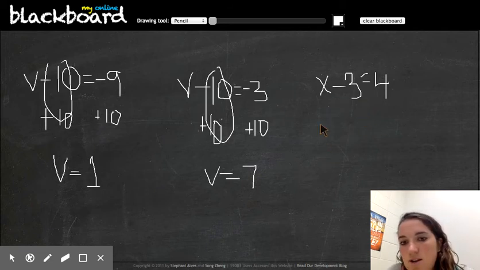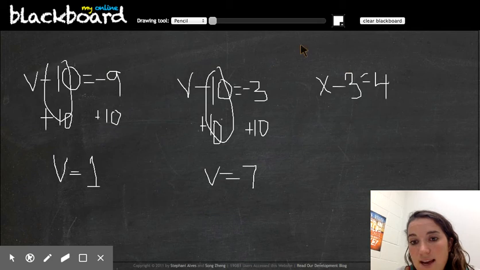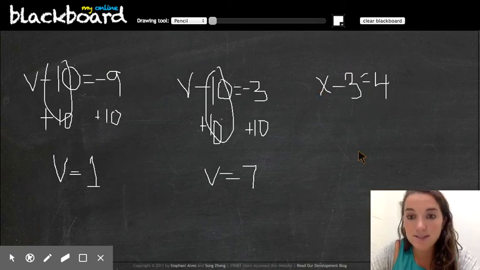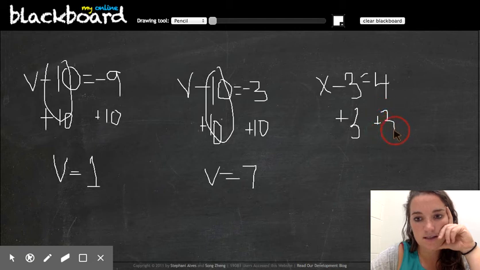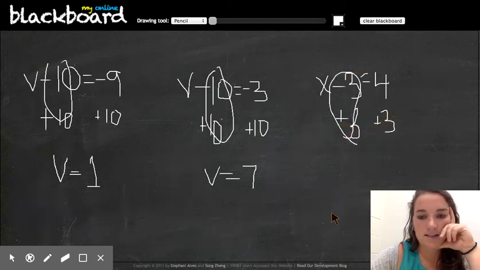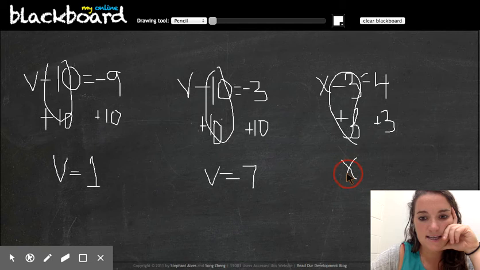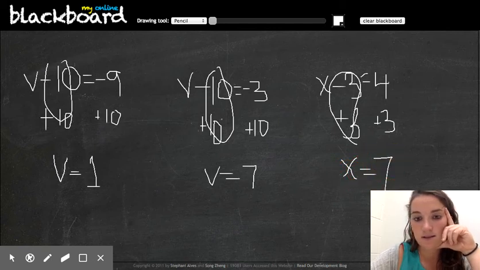Third one, x minus 3 equals 4. How can I get x by itself? Here we have subtraction, so what's the opposite of subtraction? Addition. So I can do plus 3 on both sides. This cancels out and becomes 0, and I end up with x equals 4 plus 3. What's 4 plus 3? 7.